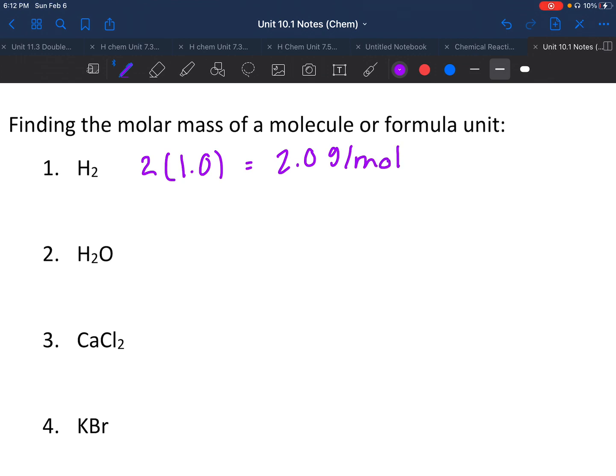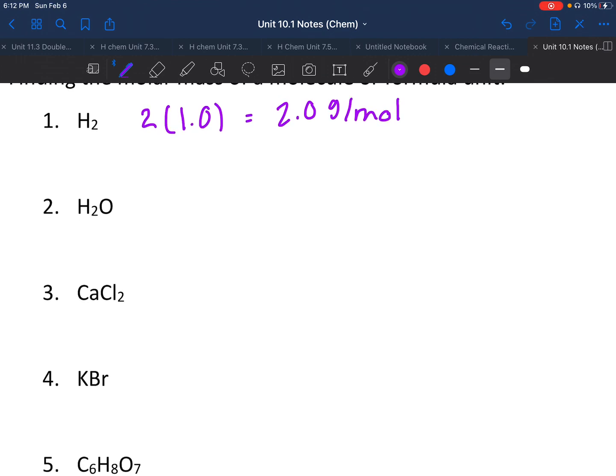All right, now moving on to one that has 2 different types of elements, you break it down. So we have 2 hydrogens. So again, we're doing that 2 times 1.0, but then we're going to add the mass that is also coming from oxygen. So we only have 1 of them, so we don't have to multiply it by anything. So 2 times 1 is 2, plus 16 gives us 18 grams per mole.